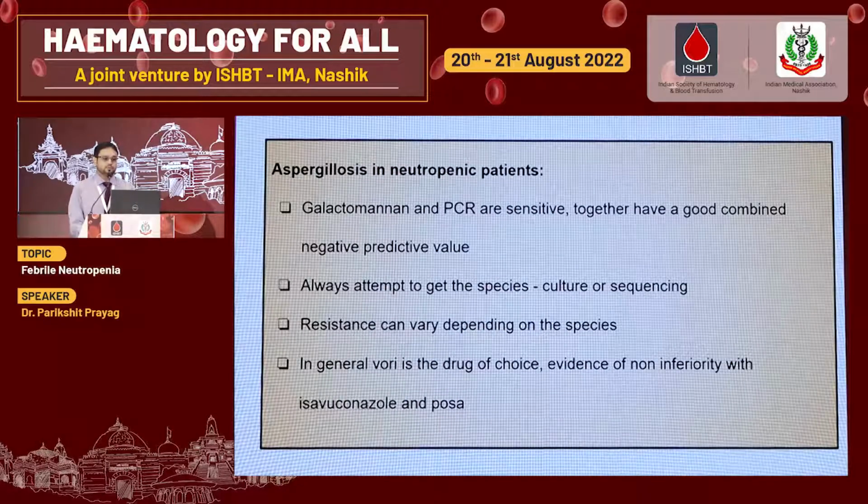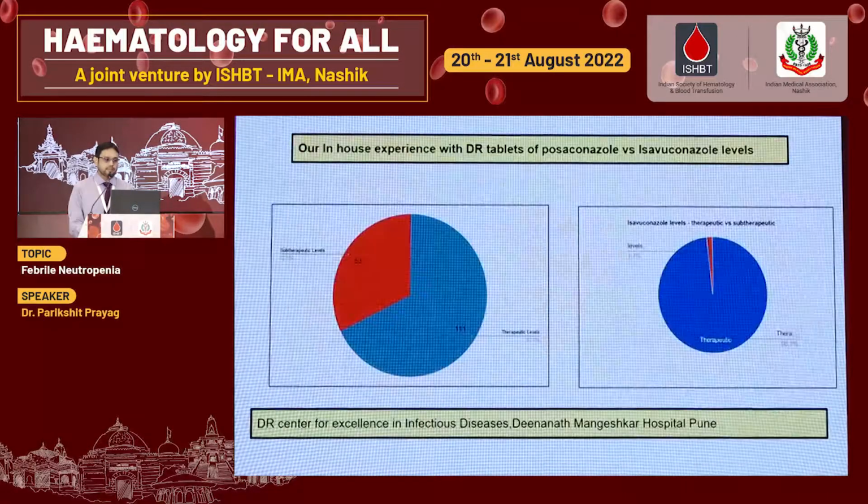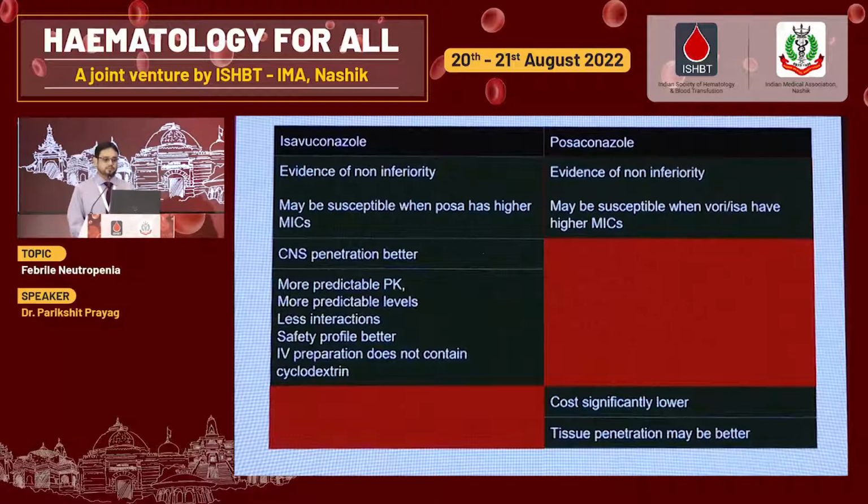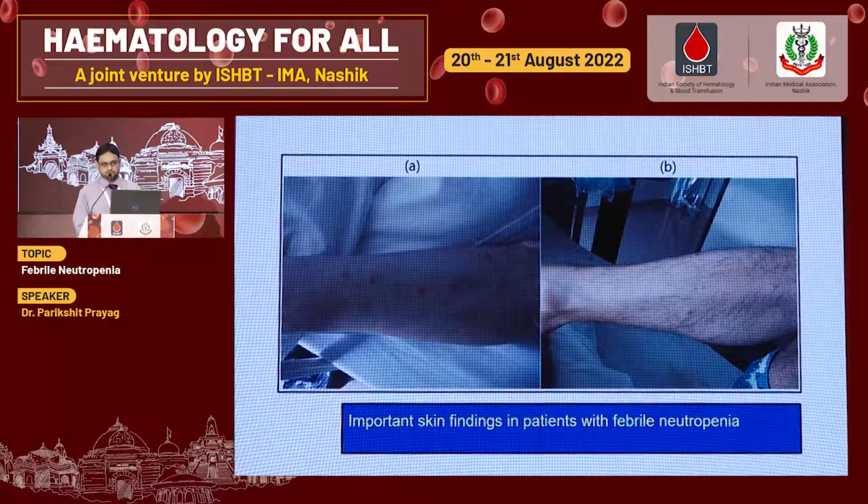So again, aspergillus in neutropenic patients, probably I'll skip for the lack of time. Also, I'll skip POSA versus isavuconazole levels. I think this is something that we could take up during the question and answer session. So important, as I mentioned, is skin examination in patients with febrile neutropenia. Never miss the skin examination.